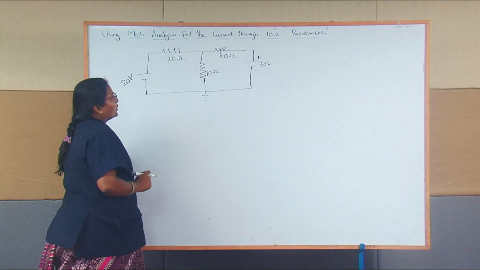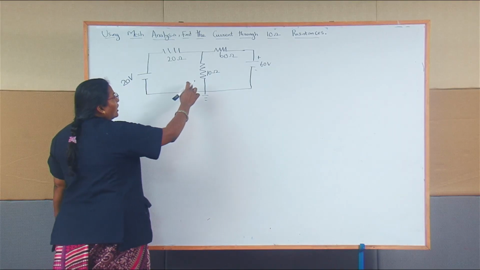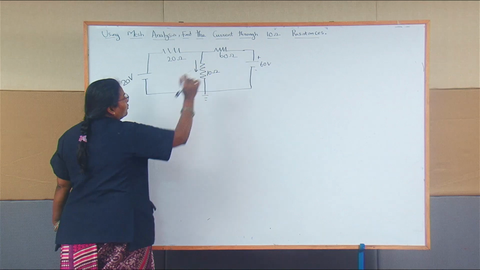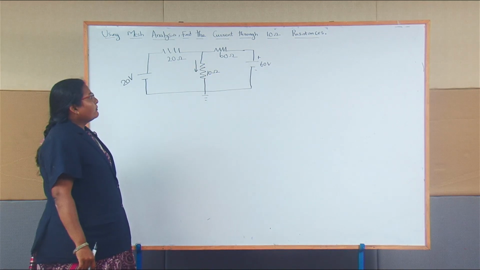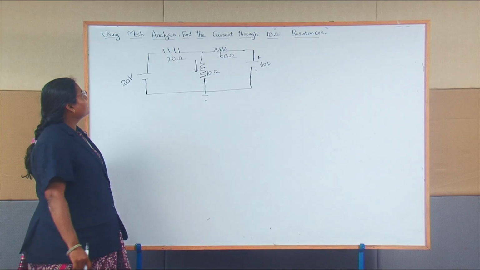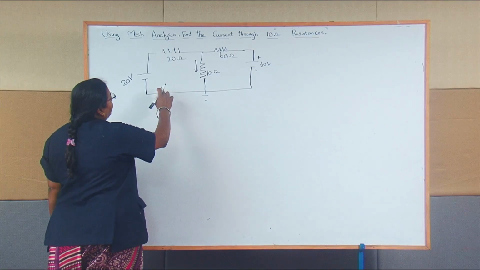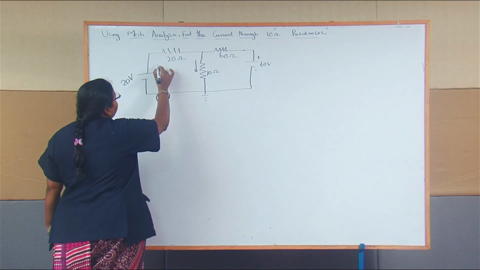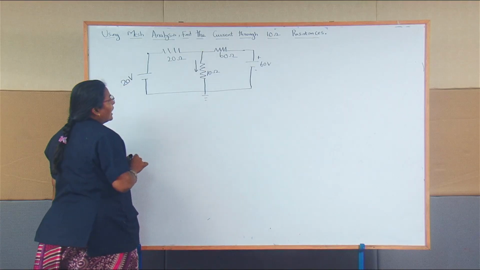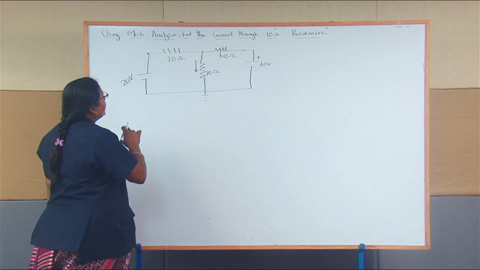So this is the circuit. In this circuit, we are going to find the current flowing through this 10 ohm resistor. Mesh analysis is nothing but what we can also call the loop method. Here we are going to find the loop currents. For that, you have to identify how many loops are in the circuit.